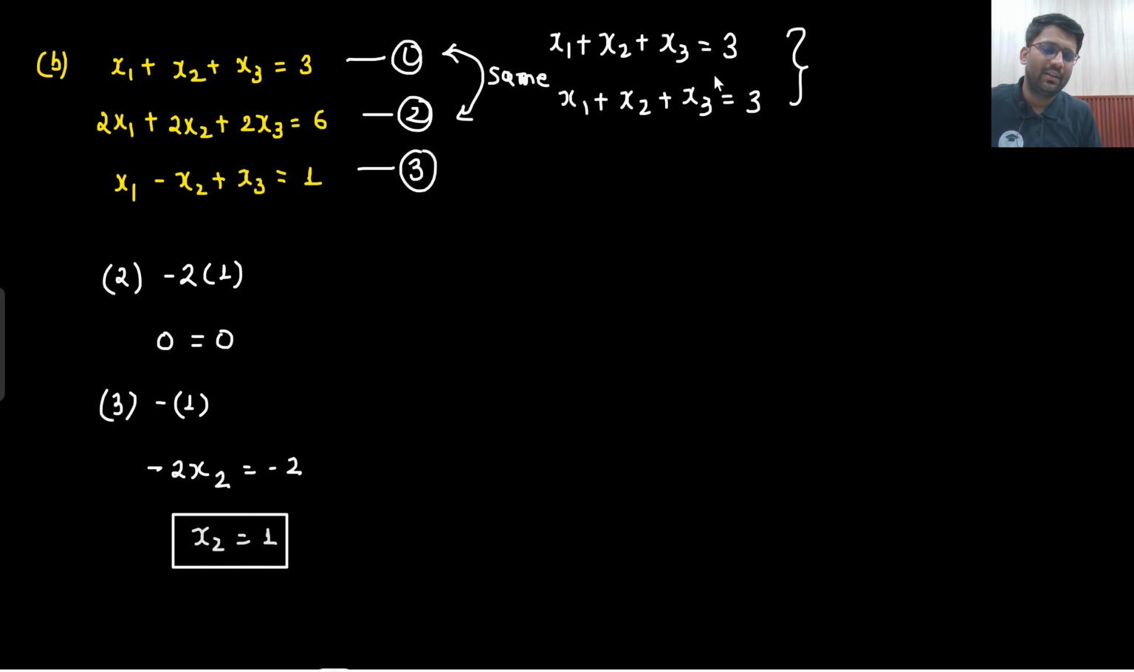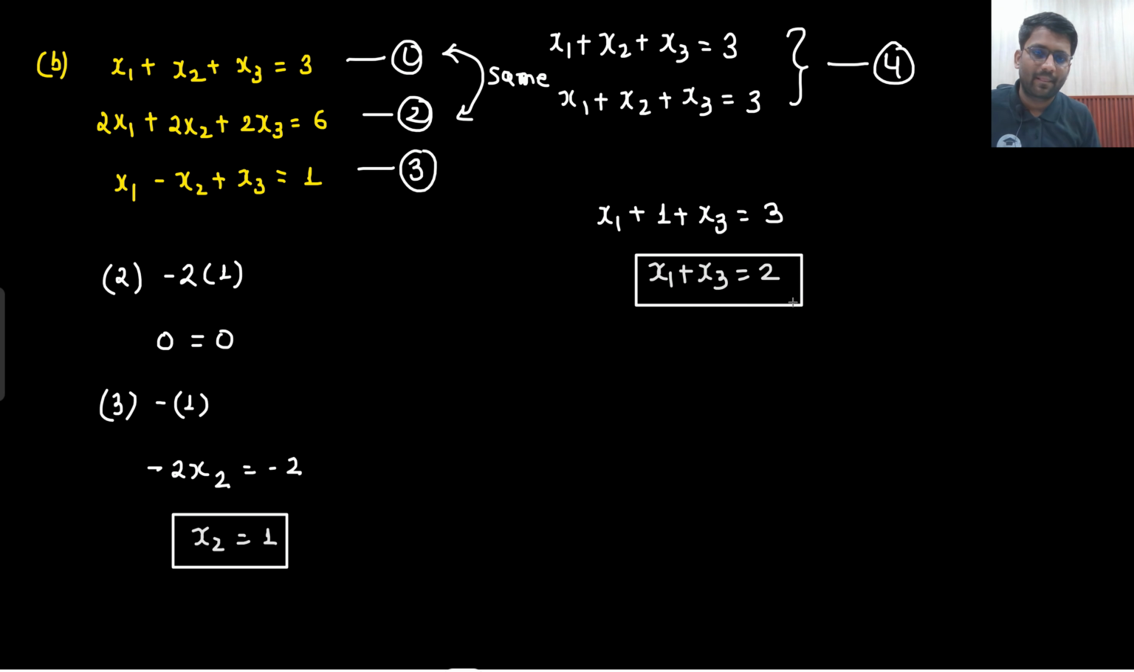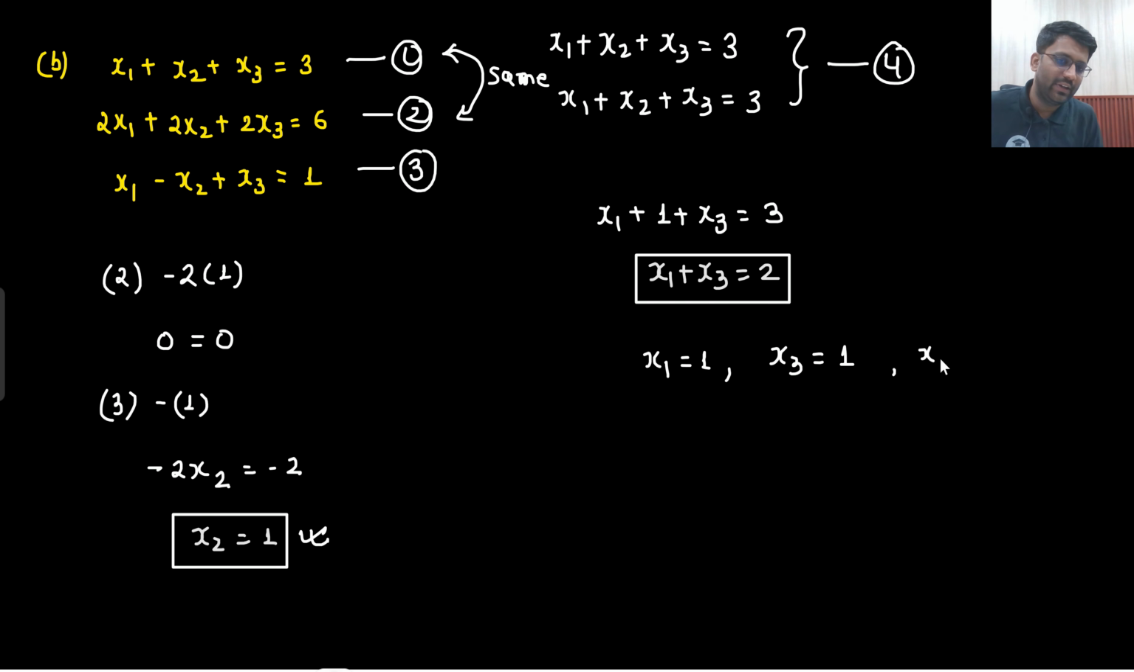So if I am getting the x2 value as 1, let's call this equation 4. If I put this value in this equation, then what am I getting? x1 plus 1 plus x3 equals 3. So x1 plus x3 is coming out to be 2. Now, can you get the value of x1 and x3? Basically, x2 value is fixed. Now, if I keep x1 as 1 and x3 as 1, then also all the equations will be satisfied. Try doing it. x1 is 1, x3 is 1, and x2 is already 1.